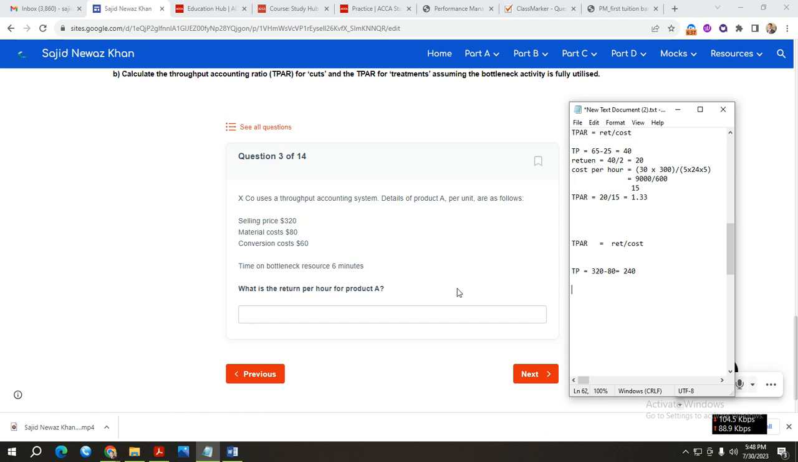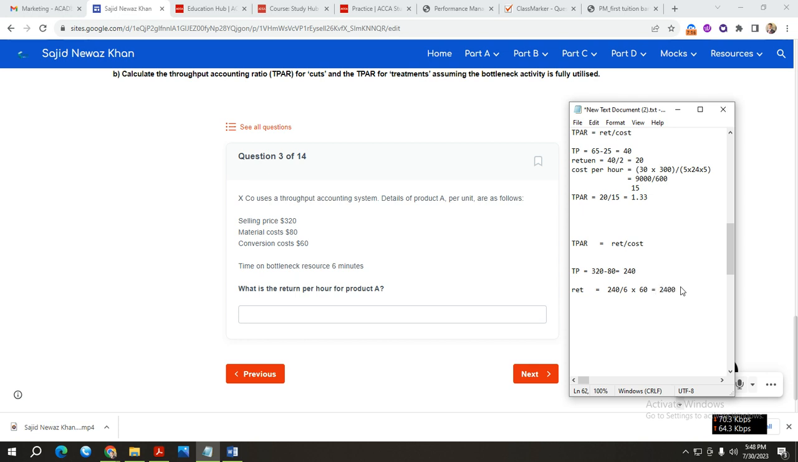So very simply, return should be equal to 240, right? And it takes us 6 minutes, so divided by 6. But in an hour, how many minutes do we have? So multiplied by 60. Check this out: 240 divided by 6 multiplied by 60, because it takes us only 6 minutes to make it, and when we do return per hour, it's obviously in hours. So this basically comes down to 2400.